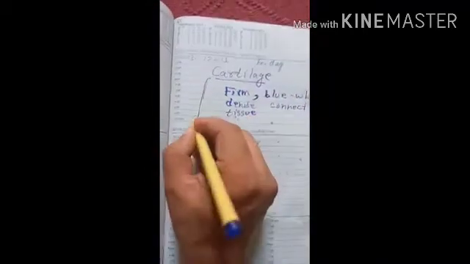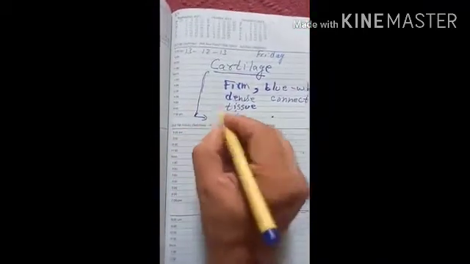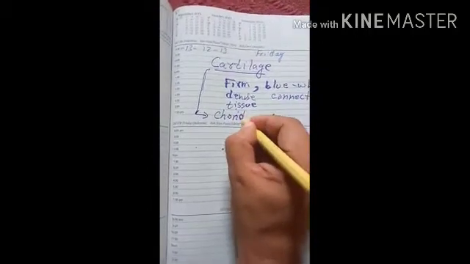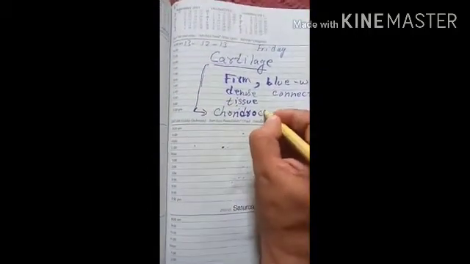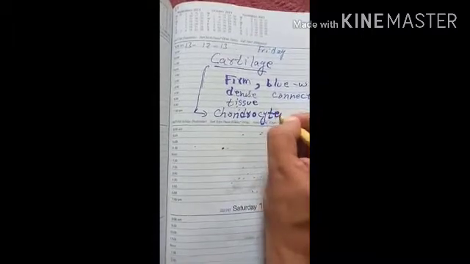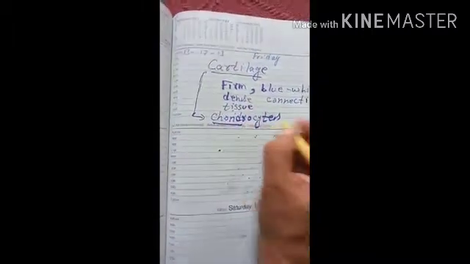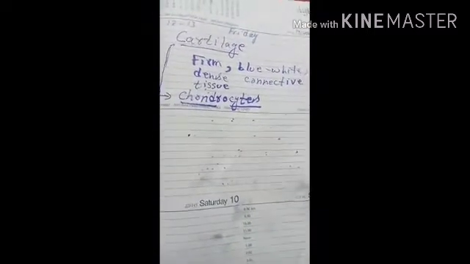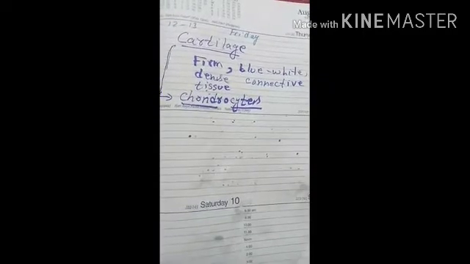Cartilage consists of special types of cells called chondrocytes. Chondro means cartilage, cytes means cells. The cells of cartilage are called chondrocytes.